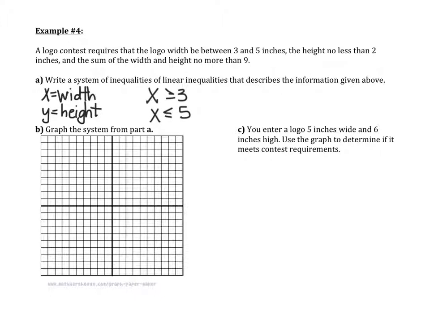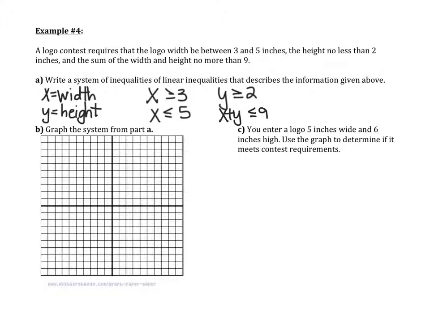The next part says that the height is no less than 2 inches. So if it's no less than 2 inches, that would mean that it could be 2 inches or more. So the height, which is y, would be greater than or equal to 2. And then finally it says the sum, which means I'm going to add them together, of the width and the height is no more than 9. So for this one, I would take x plus y, and since it is no more than 9, that means it's 9 or less, so less than or equal to 9.